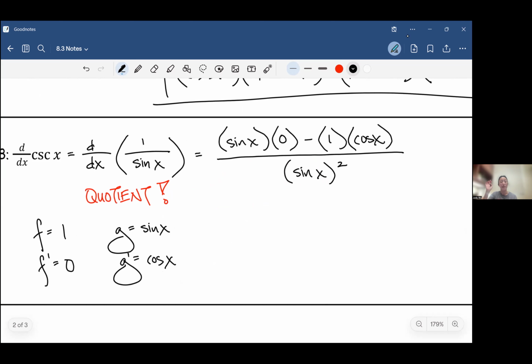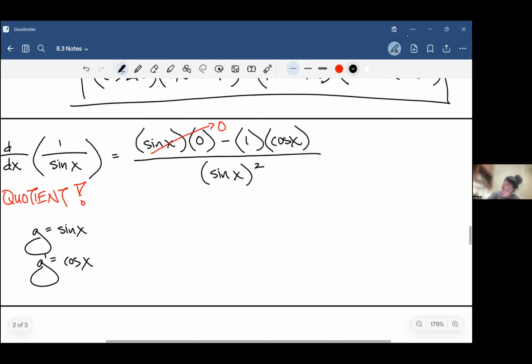Okay. Now you could leave it like this, it would be fine, but let me show you a couple of things that you could simplify without too much effort. Sine x times 0 is going to be 0. So you can actually save yourself a little bit of ink and write negative cosine x on your numerator.